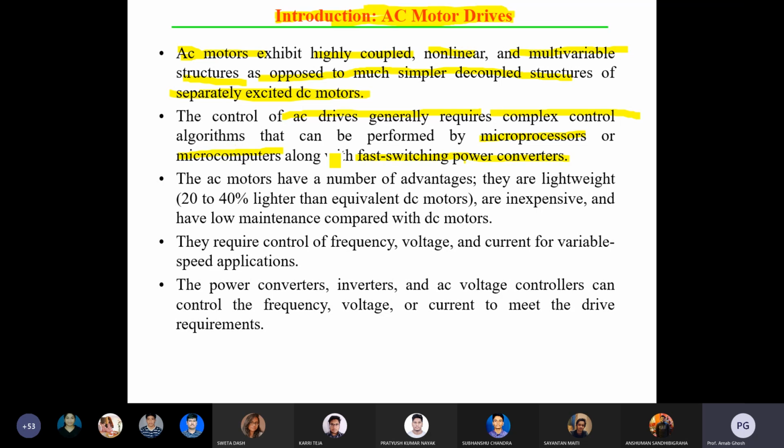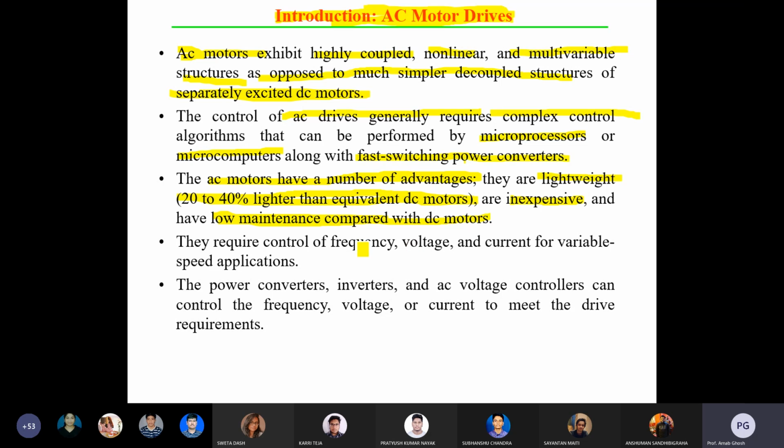The AC motor has a number of advantages. They are lightweight, about 20 to 40% lighter than the equivalent DC motor. Lightweight means the burden is less, and power losses are also less. They are inexpensive and have low maintenance compared to the DC motor. That's why I am always talking about being cost effective: inexpensive, and maintenance cost is also less compared to DC motors.